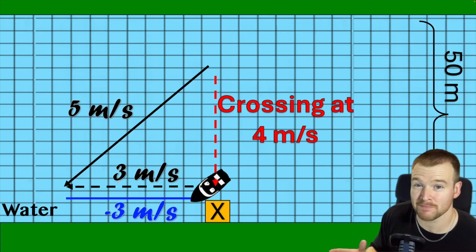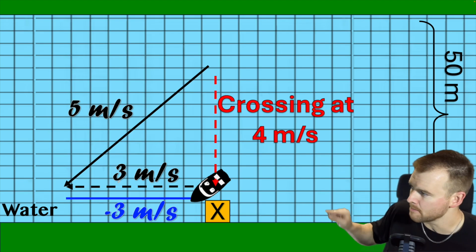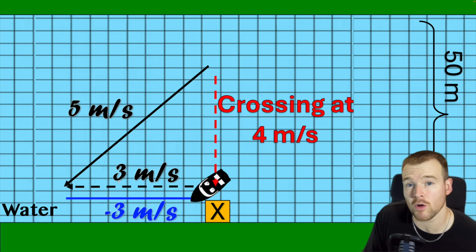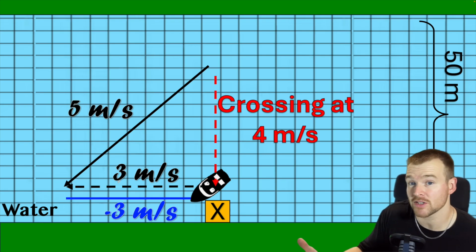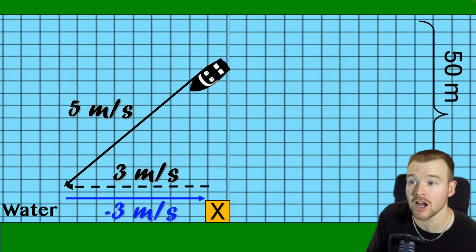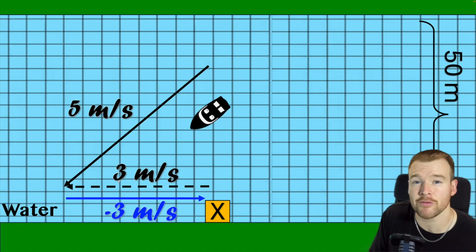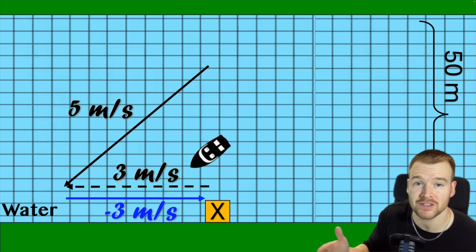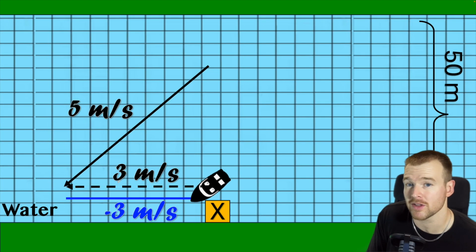How do we get the 4? Well, it's Pythagorean theorem. 5 squared minus 3 squared, square root, could give us that 4 meters per second. So to calculate how fast we're getting to the dock, I'm going to go back to here. We're moving towards it at 4 meters per second. So we'd have to do 50 divided by 4 meters per second there for the time.